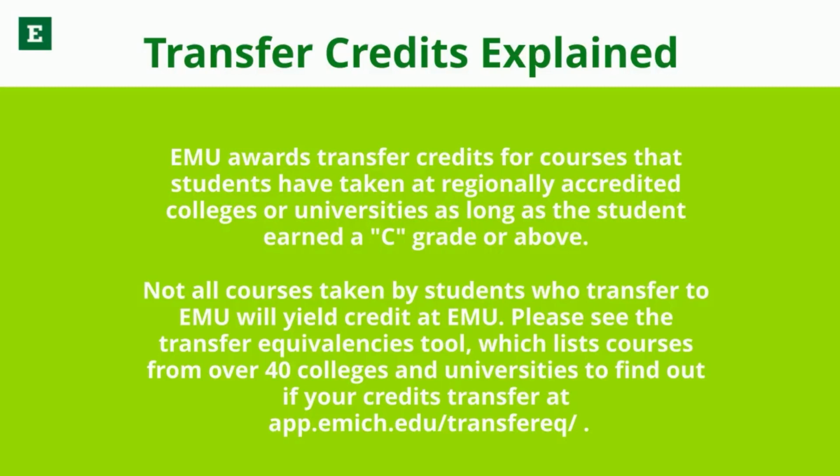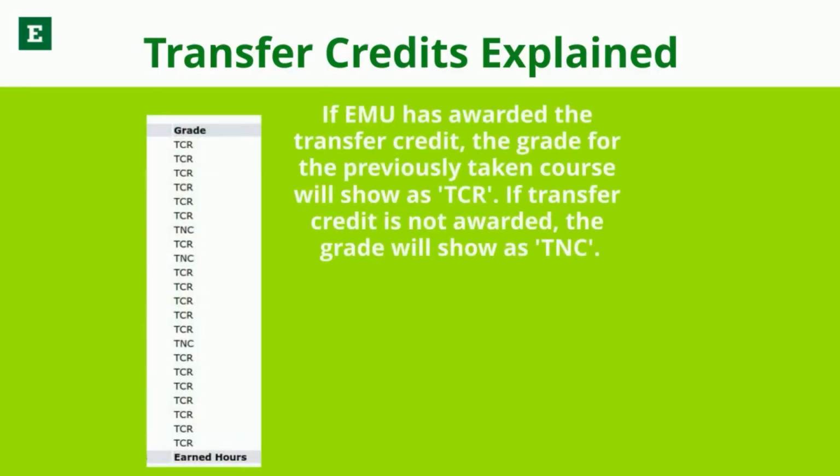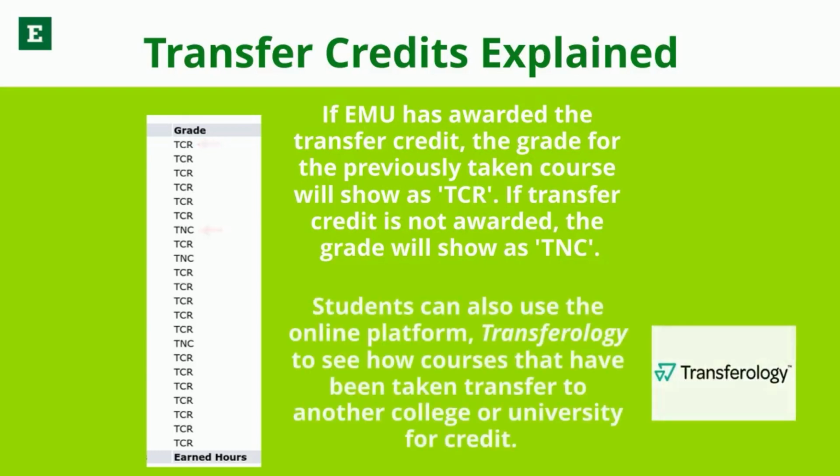Please see the Transfer Equivalency Tool, which lists courses from over 40 colleges and universities, to find out if your credits transfer. If EMU awarded the transfer credit, the grade for the previously taken course will show as TCR, indicating transfer credit received. If the transfer credit is not awarded, the grade will show as TNC, indicating transferred no credit.